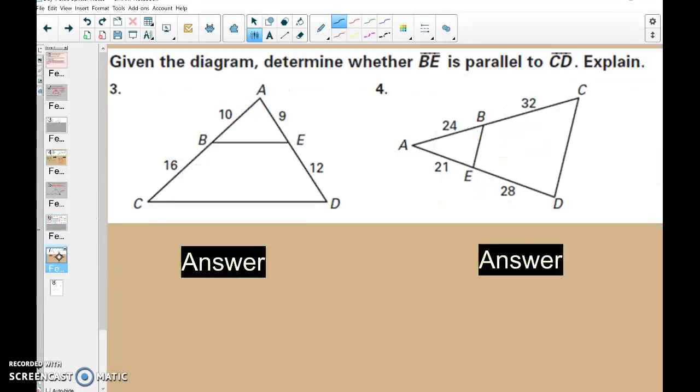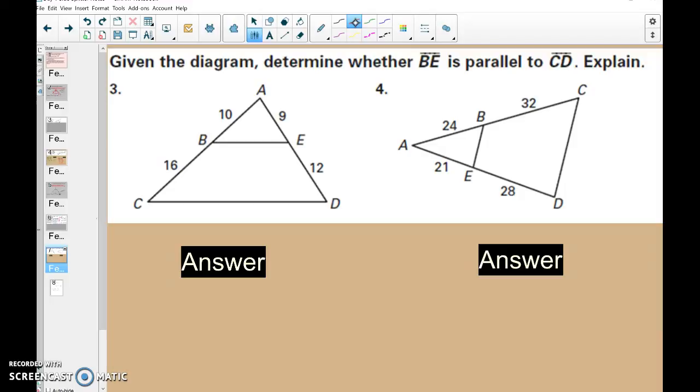Okay, again, if you need to go back, pause, write down that stuff, that's fine. But pause here, try these two problems on your own. You should be able to do them without my help, and then press play. Make sure you get the correct answers before you move on to the practice.